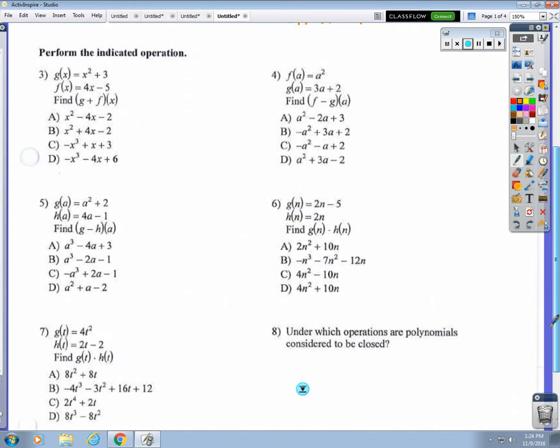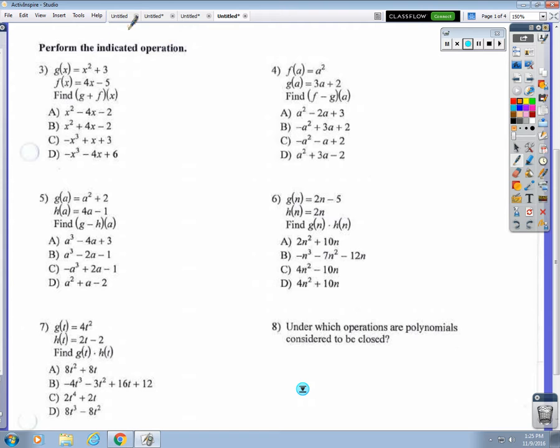Alright, number 3. They ask you to find g plus f of x. So they want you to start with the g function, which is x squared plus 3. And they want you to add that to the f function, which is 4x minus 5. Since it's an addition of polynomials, we don't have to worry about signs. We can just start combining like terms.